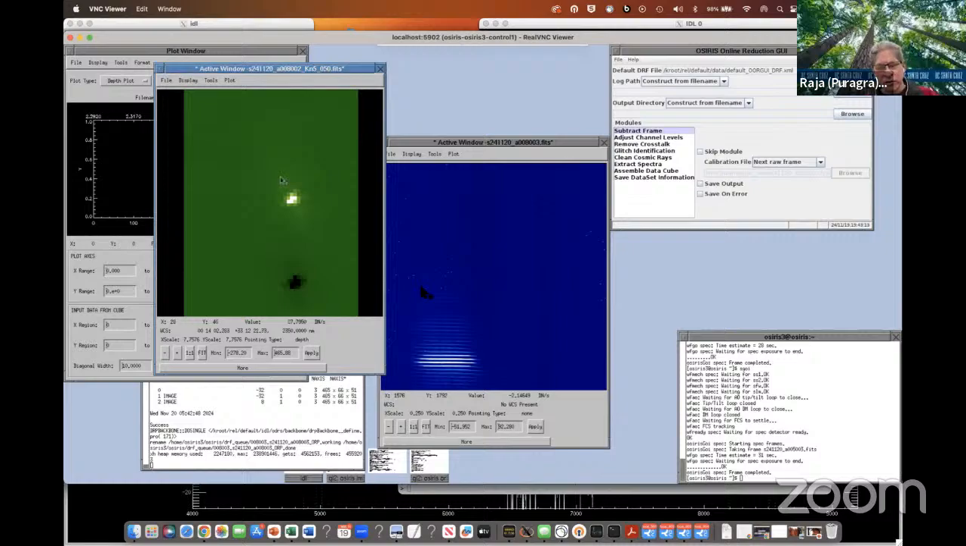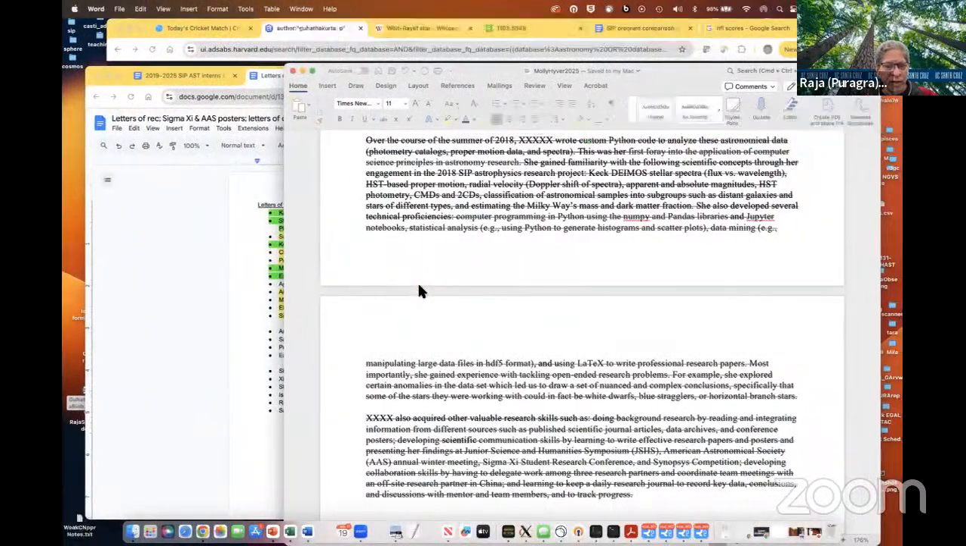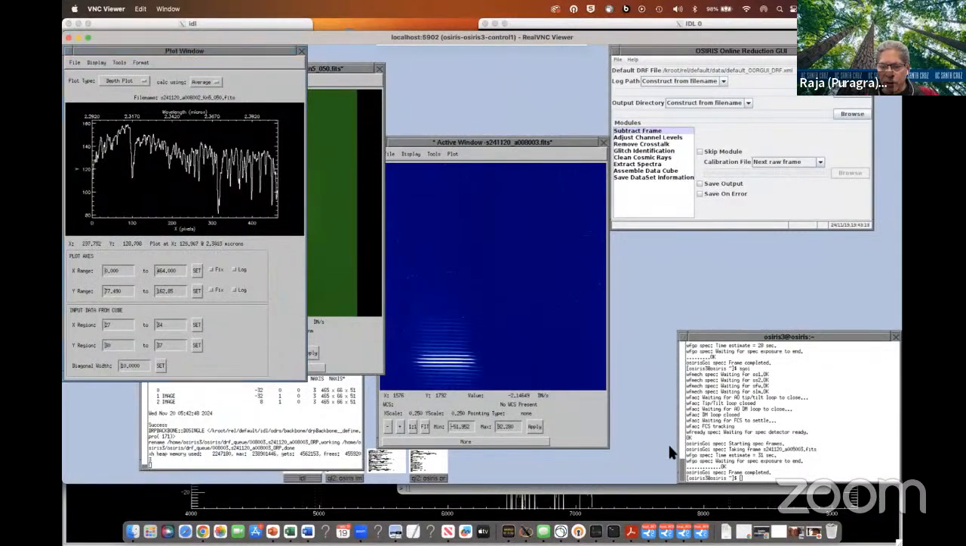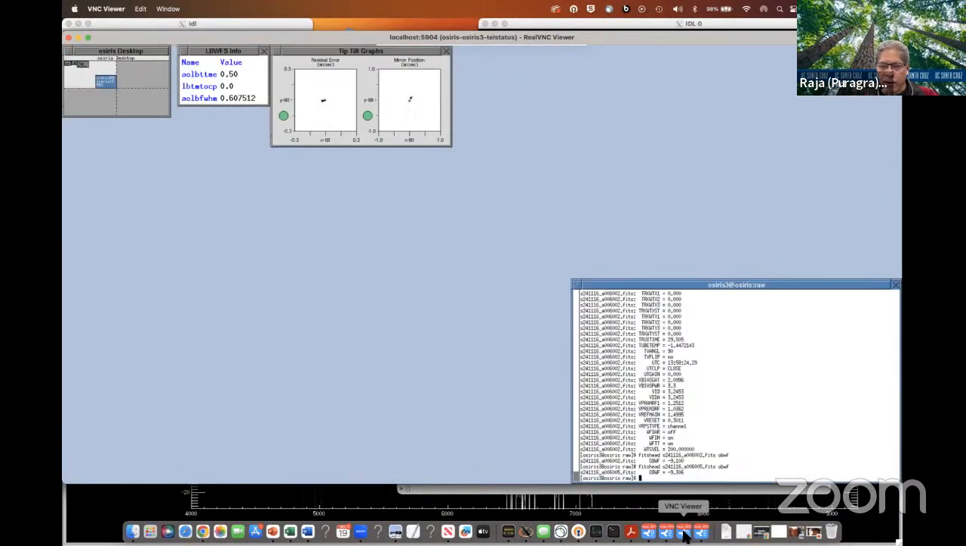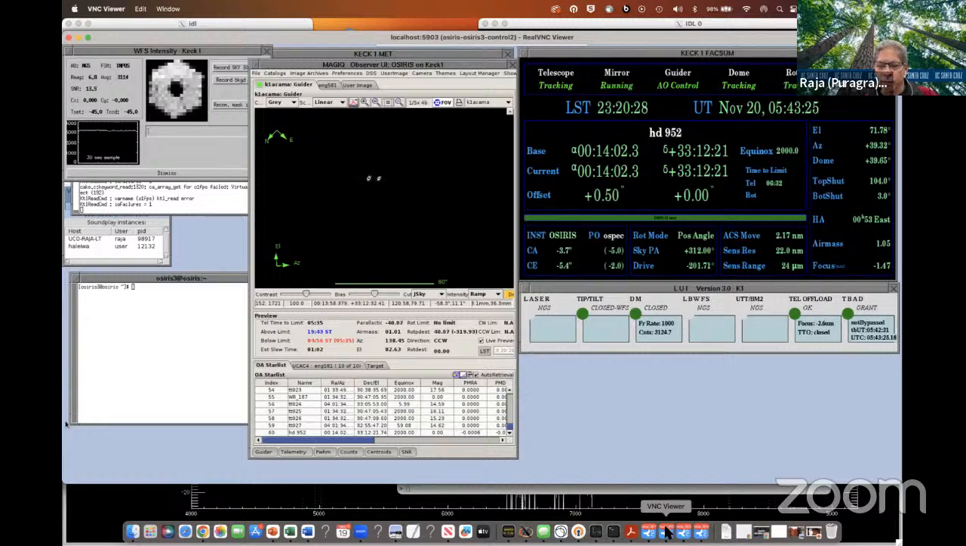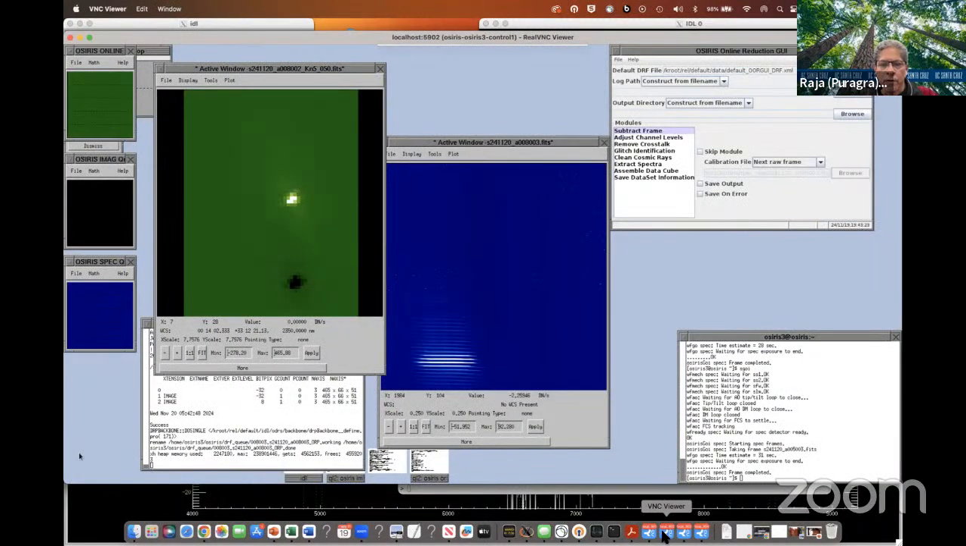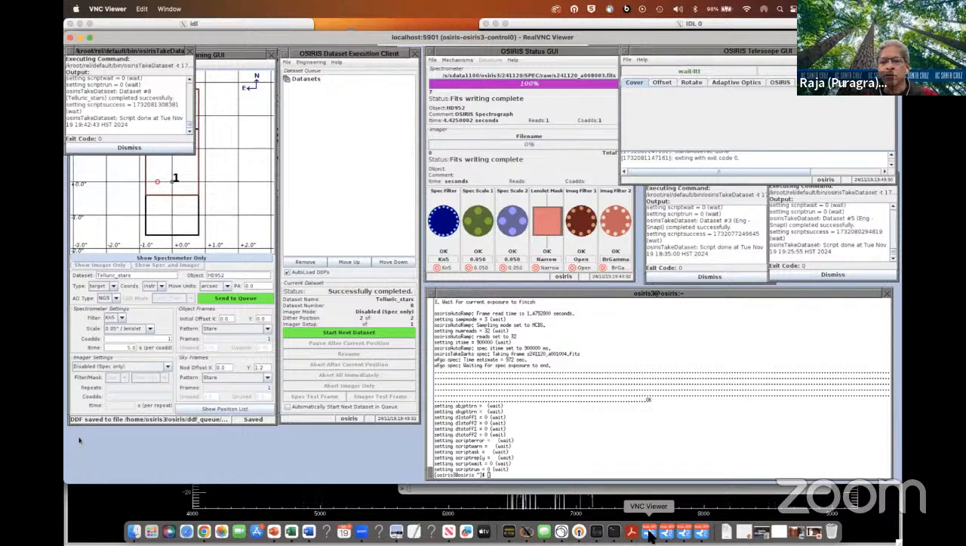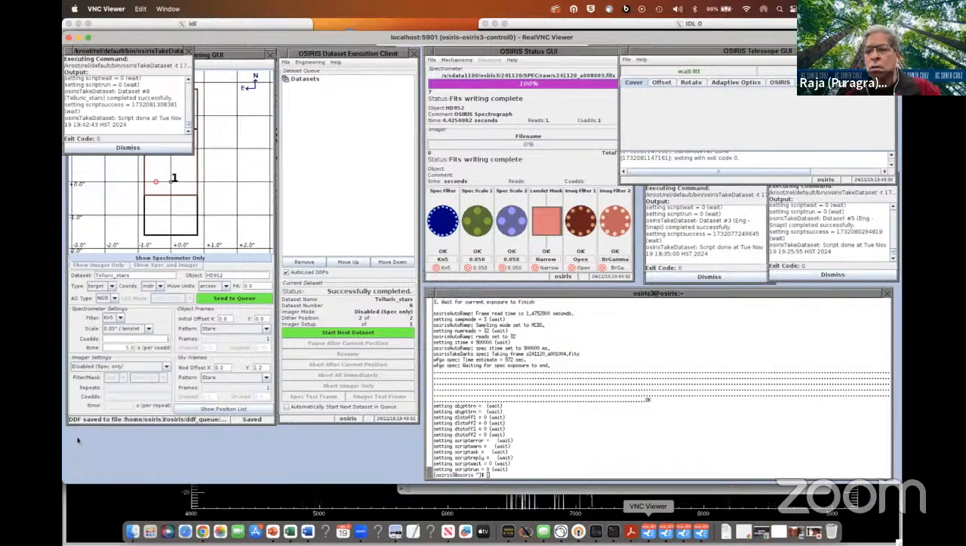What happens is we're working in the infrared today. We're working in what is called the K band. The K band is at 2.2 microns. So we're working in the infrared spectra.